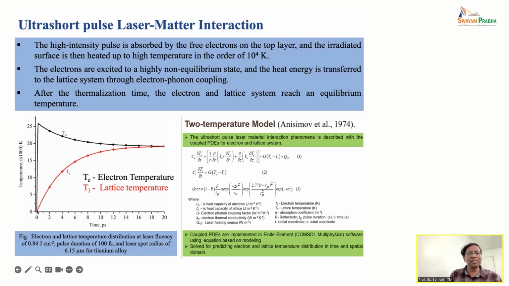But the lattice, what happens? These electrons transmit the energy to the lattice and its temperature keeps increasing. But at a particular point, both these temperatures become equal. In our case, we have used titanium and its alloys, and that was around 12 picoseconds. Sometimes it can go a little higher or even less than that.